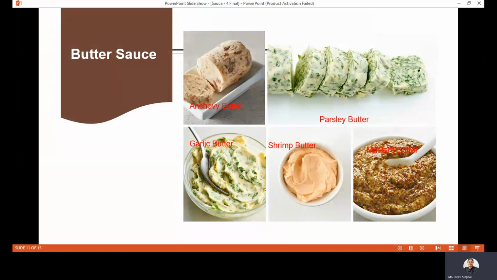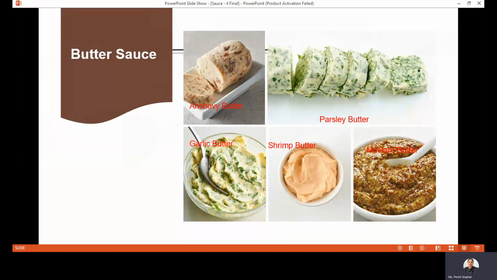If I go for more complex butters, such as crustacean butter, used as a medium to extract the taste from various shellfish, that can be kept under that. Then your hot compound butters used as sauce, such as your beurre blanc or lemon butter. So these are different sauce examples which are kept under your butter sauce.